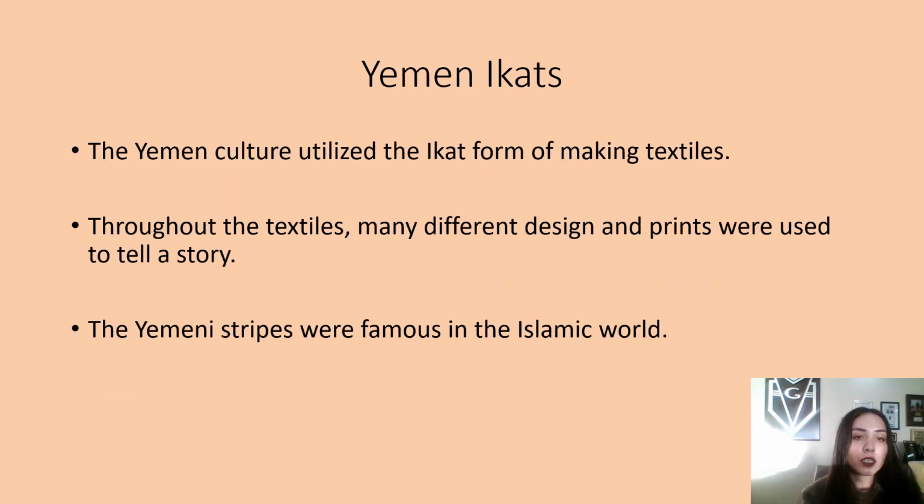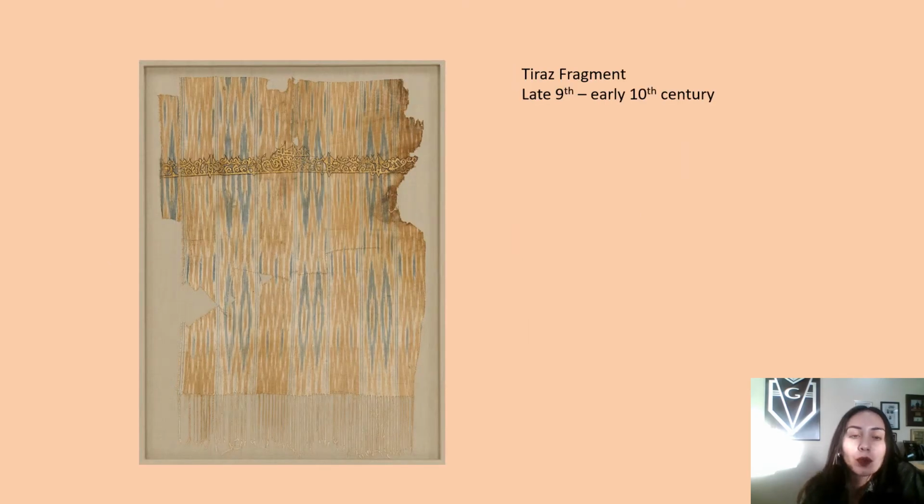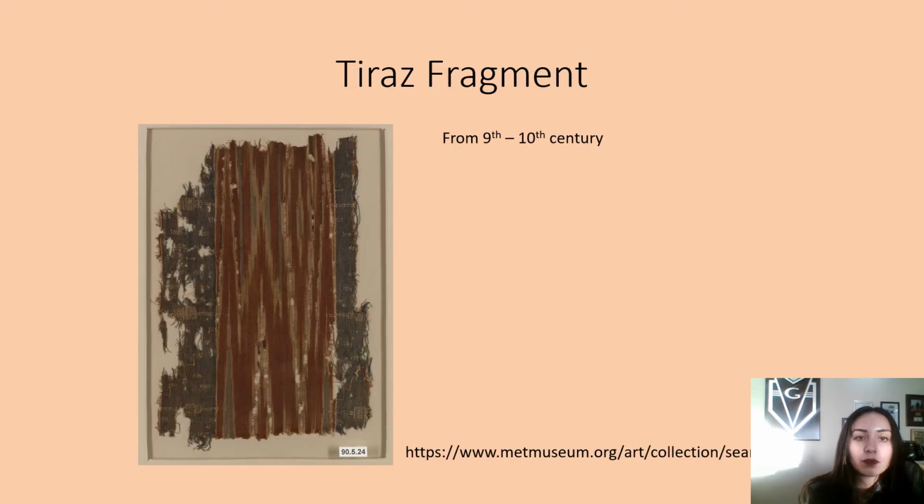The Yemen culture utilizes the ikat form for making textiles, and the ikat process is very long and can be difficult, so you have to know what you're doing. What the Yemen are really famous for is the stripes. Their stripes are an iconic form in the Islamic culture. So here's an example of the stripes, the horizontal, the colors. Here's another picture. I have a couple of them.